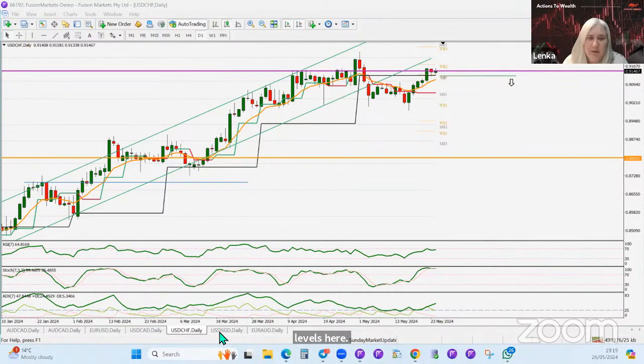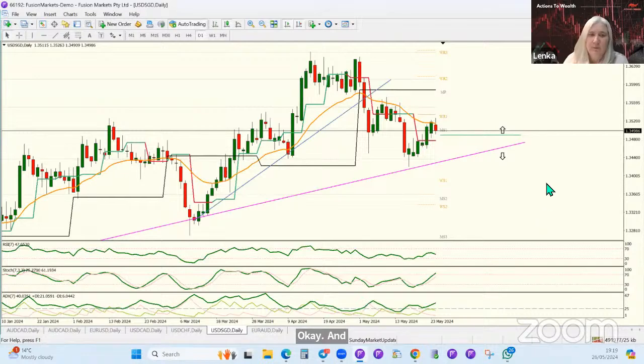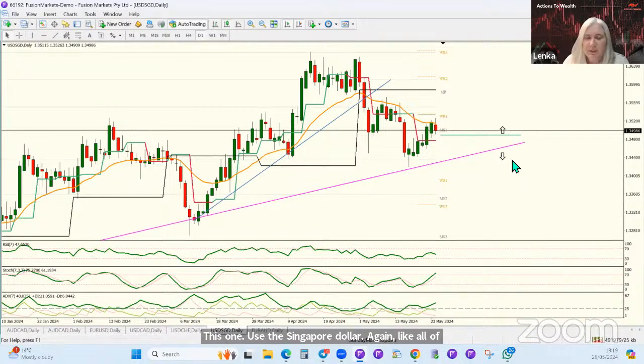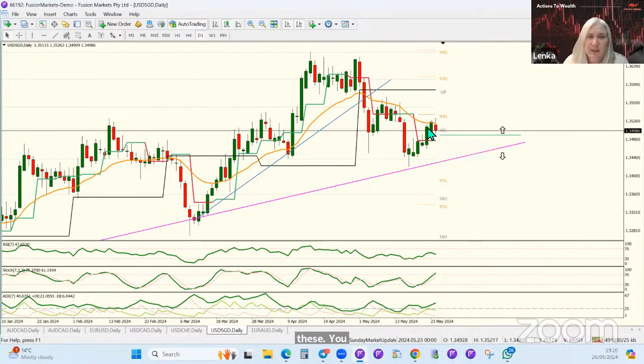Okay, and this one, USD Singapore dollar. Again, all of these are obviously pretty much the same because they're correlated, being US pairs. But this one, again, is a little bit undecided. Need to see more price action on the USD Singapore dollar.